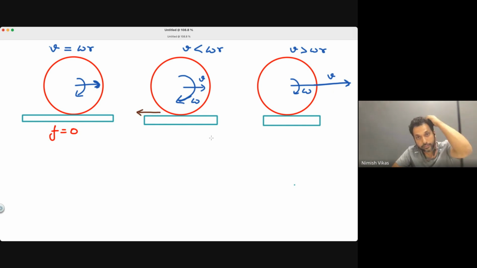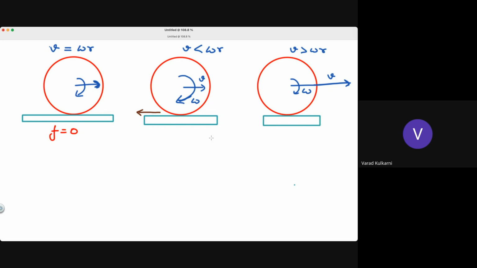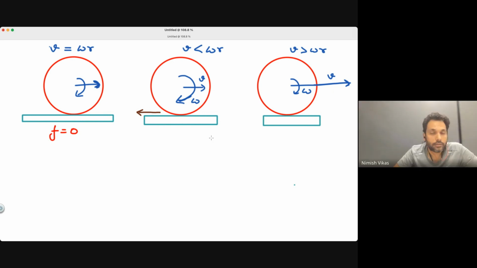Is he right? Sir, I think he's wrong. It's not only forward. He is badly wrong. Badly means there were only two options. Friction will be forward.